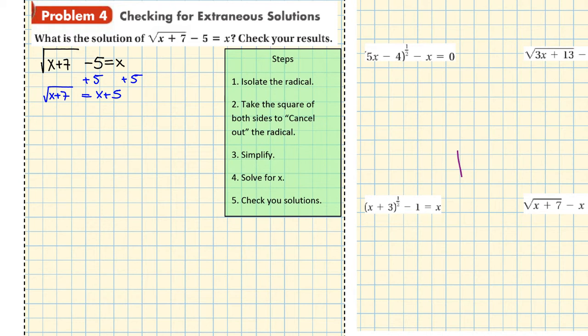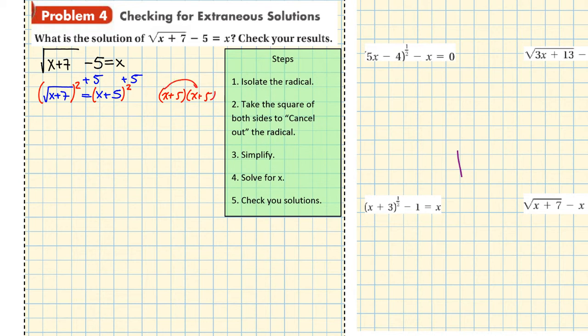Then our next step is to square both sides to cancel out the radical. That means we're going to square the left, and we're going to square the right. But be careful when you square the right because you're squaring a binomial, and whenever you square a binomial, you have to remember to FOIL. So I'm going to do it here in the corner: x plus 5 times x plus 5.